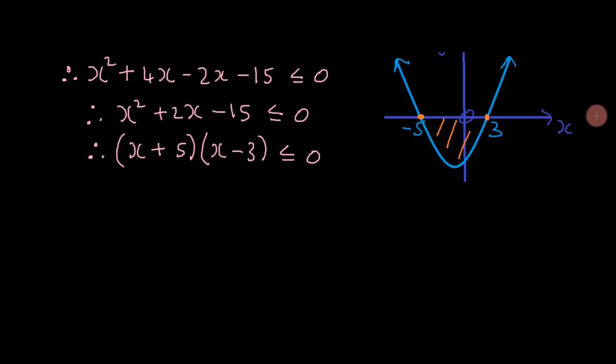So we can write down the solution. So x will be greater than or equal to negative 5, but less than or equal to 3. Let's look at B.